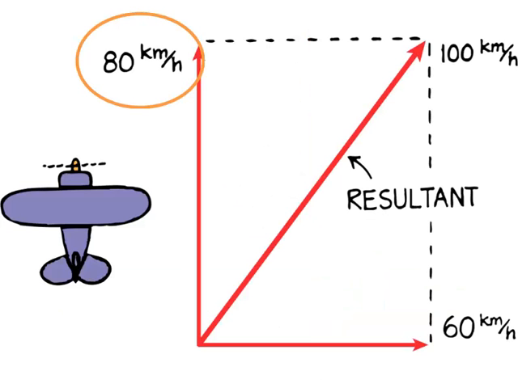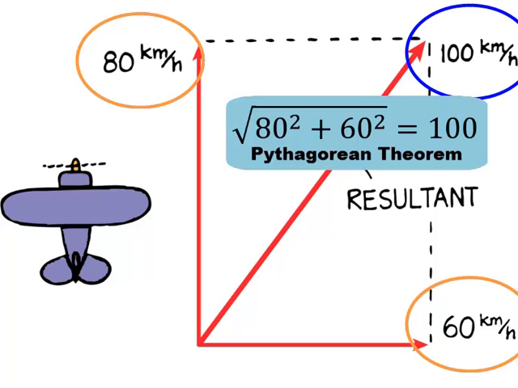Now consider an 80 km per hour airplane flying north caught in a strong crosswind of 60 km per hour blowing from west to east. The plane's speed relative to the ground can be found by adding the two vectors. The result of adding these two vectors, called the resultant, is the diagonal of the rectangle described by the two vectors. An 80 km per hour airplane flying in a 60 km per hour crosswind has a resultant speed of 100 km per hour relative to the ground.